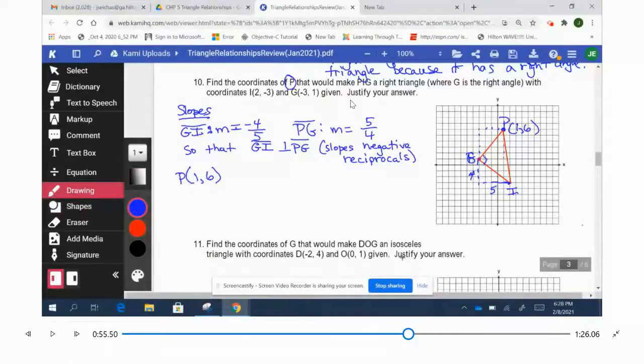Justify your answer by saying slopes are negative reciprocals. It doesn't say prove, so that's probably good enough. It's probably just a 2-point question. Graphing, stating negative reciprocals. I'm sure that's good enough.